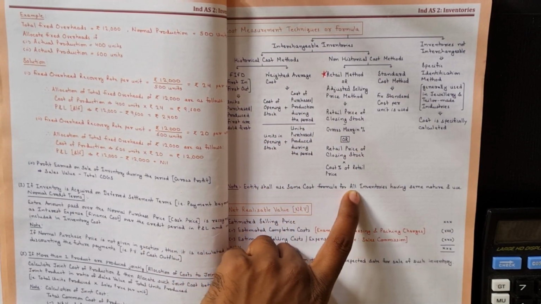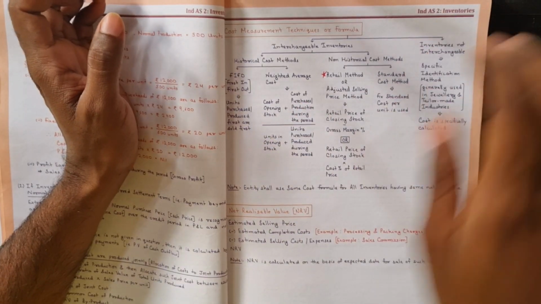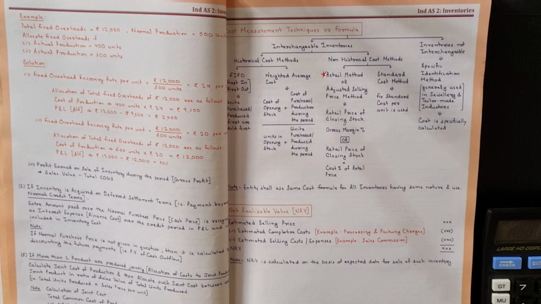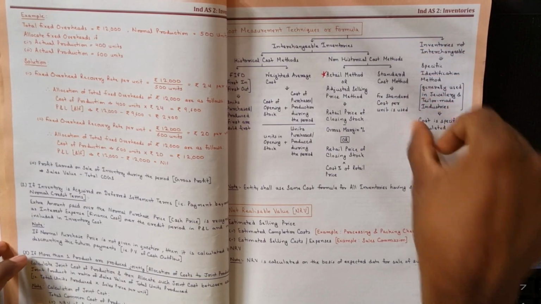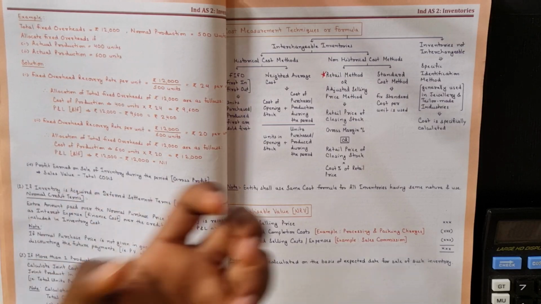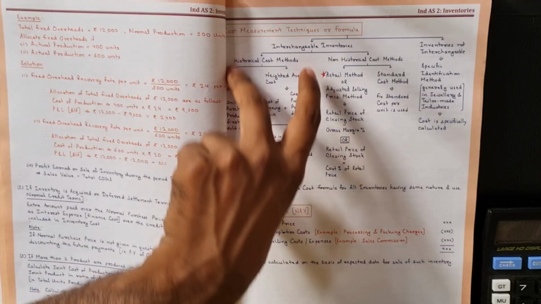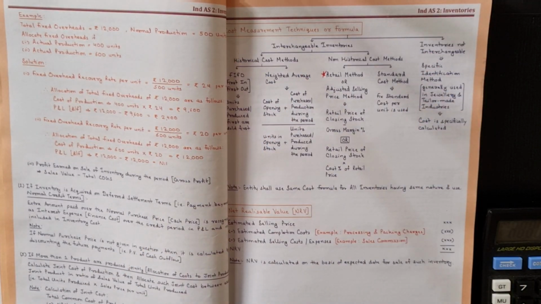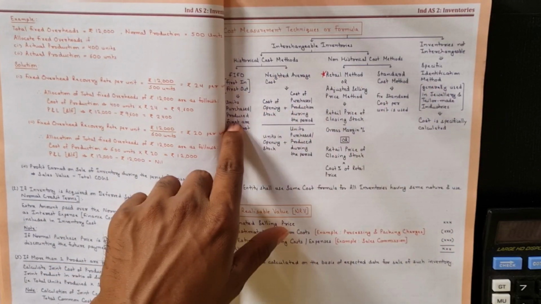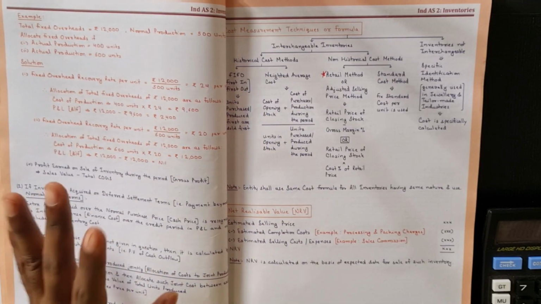An entity shall use the same cost formula for all inventories having the same nature. Let's suppose he has interchangeable inventories and follows the historical cost method for them, and non-interchangeable inventories he doesn't have. He has both the products. Now he cannot apply the historical cost method only to interchangeable inventories. He has to follow everything in the same way. And he also cannot, for one product, calculate specifically, and for another take the FIFO method. That also he cannot do.